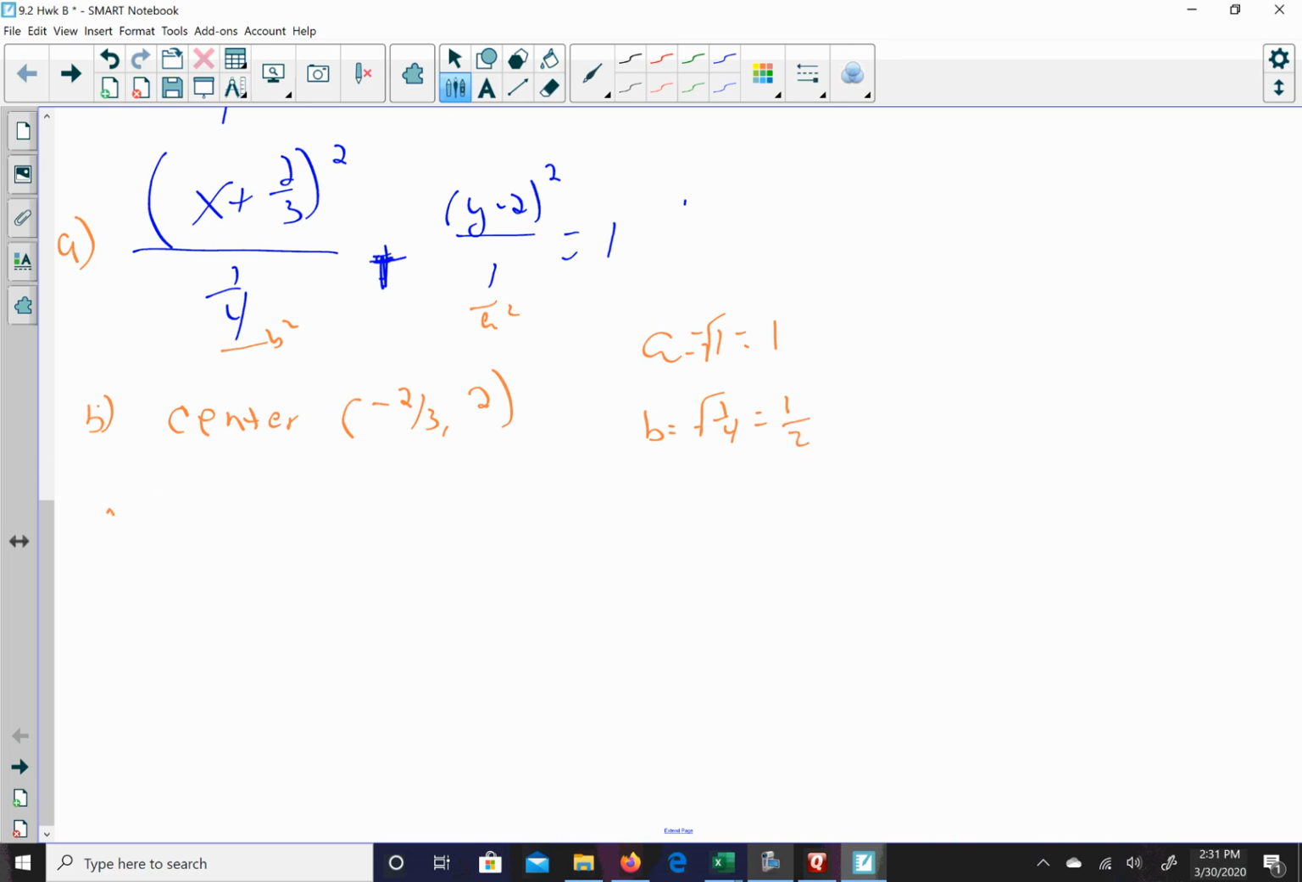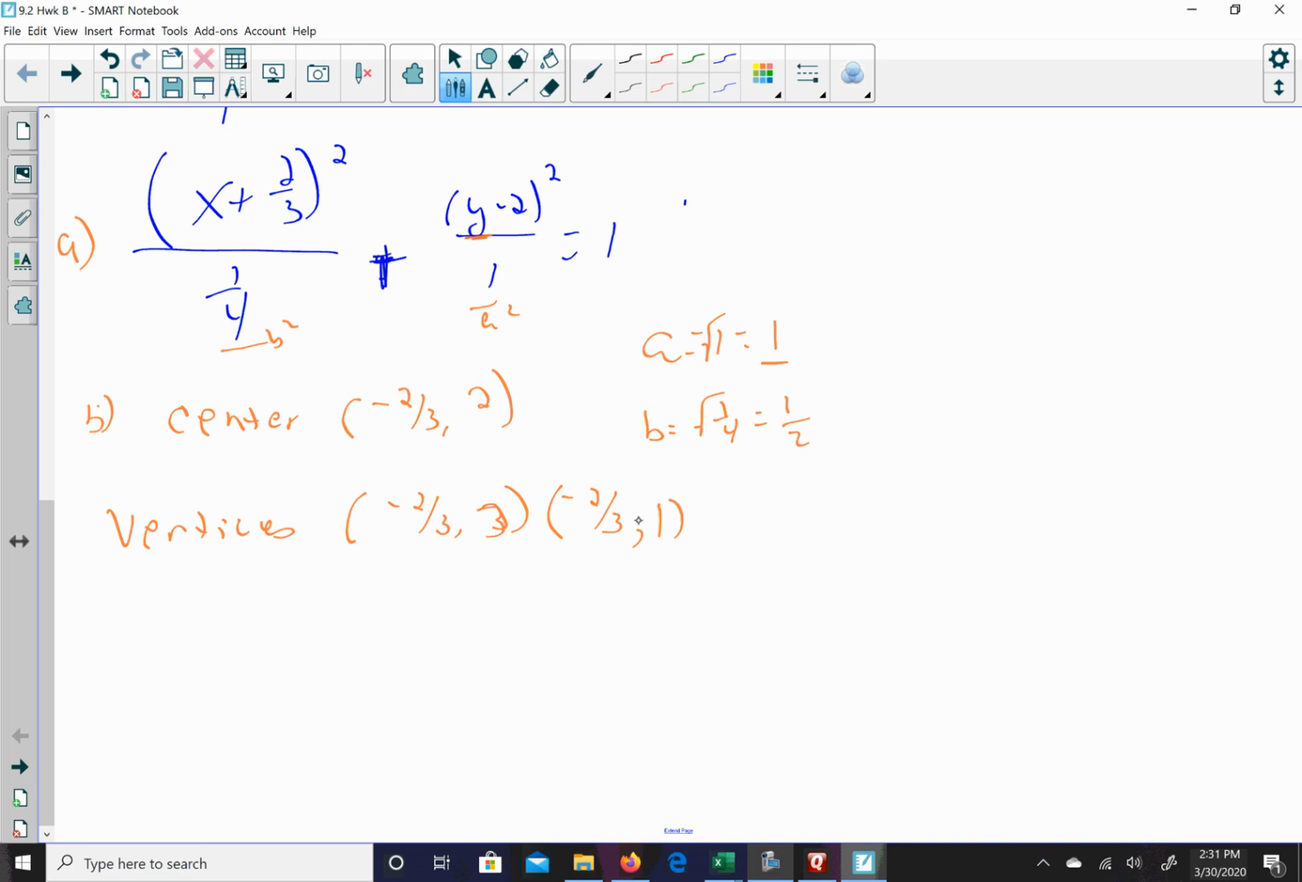So to name my vertices, this 1 goes with the y, which means my vertices are going to go up and down 1, which means my x-coordinate is going to stay the same. I'm going to add 1 to the 2 and get 3. My x-coordinate stays the same. Subtract 1, so 2 minus 1 will be 1, and this will be 1.